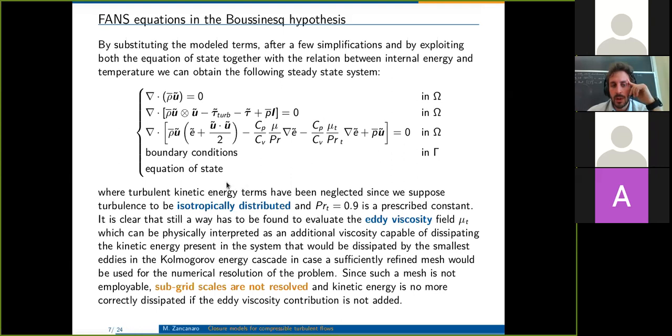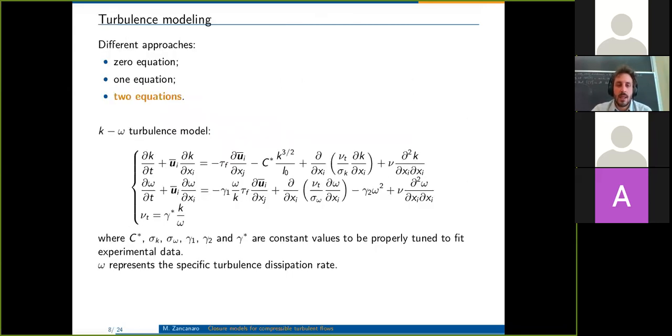So moreover, we got rid of the term related to the turbulent kinetic energy, because we are supposing turbulence to be isotropically distributed in the domain. So the divergence of that term is very small and it is not relevant for us. So of course, still you have to find out a way to express that eddy viscosity in some sense.